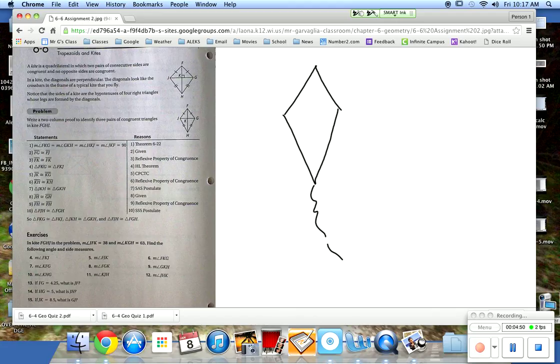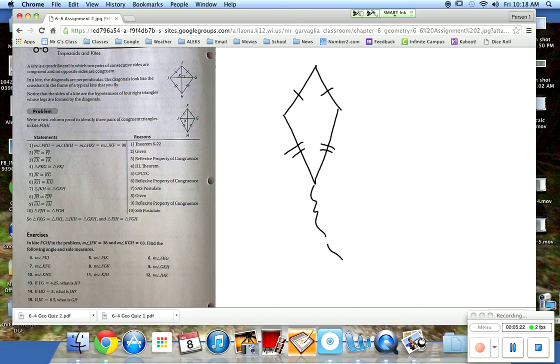This side equals that side. Notice they are consecutive sides. They are attached to each other. And this side here is congruent to that side there. These are not opposite sides. These are consecutive sides. When consecutive sides of a quadrilateral are congruent, it's a kite. That makes up a kite.